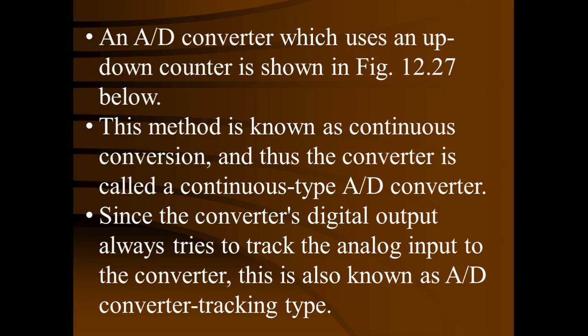An A to D converter which uses an up-down counter is shown in figure 12.27 below. This method is known as continuous conversion, and thus the converter is called the continuous type A to D converter. So this third type of converter which we are going to learn here is a continuous type A to D converter. Here the comparator has two different outputs. Since the converter's digital output always tries to track the analog input to the converter, this is also known as the A to D converter tracking type.